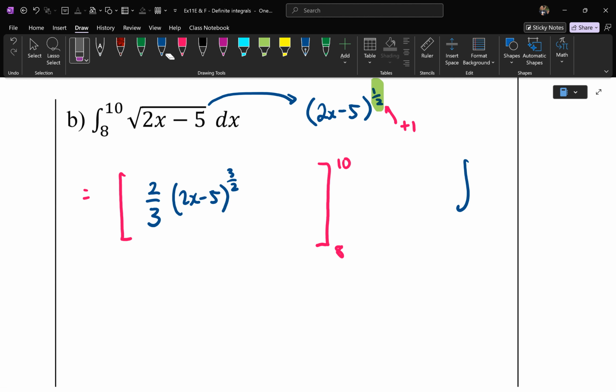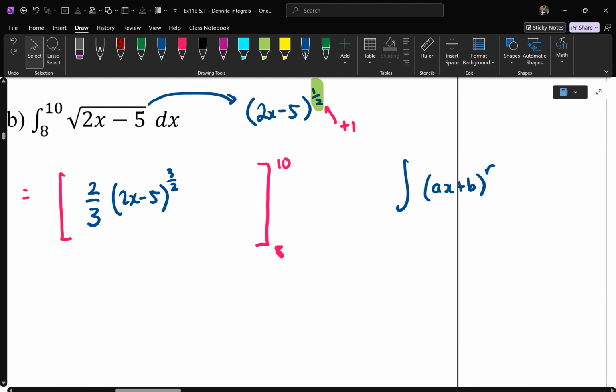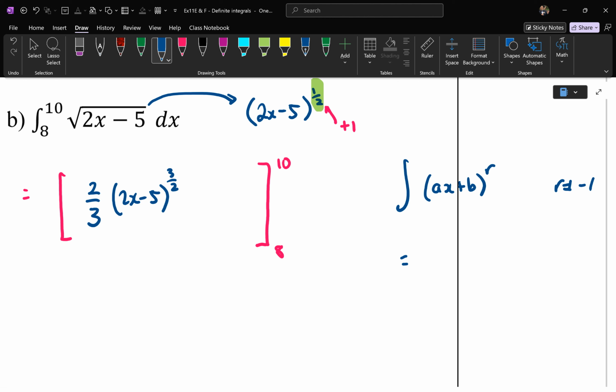I'll show you the rule again. Just as a hint, (ax plus b) to the power of n, or r, but if r is not equal to -1. Anyone remember? Rango's got the correct idea. It was 1 on r plus 1. He's got that bit, times (ax plus b) to the r plus 1. Missing one small detail. Take the a out.